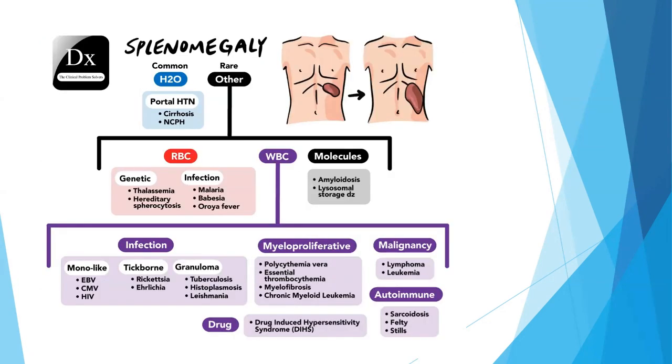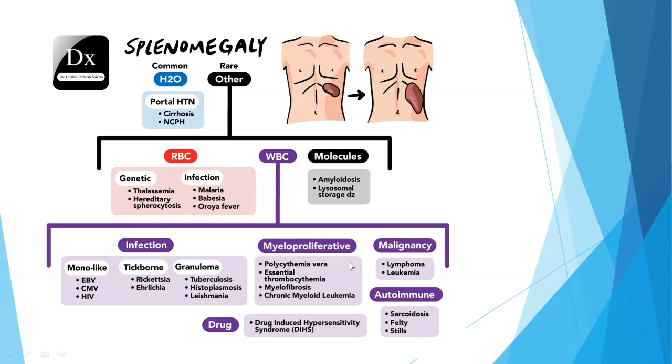So, an overview of splenomegaly. The common causes are portal hypertension and cirrhosis. The other causes include those related to RBCs, which are thalassemia and hereditary spherocytosis. And there is non-cirrhotic portal hypertension, the NCPH. Then there's malaria, babesia, or Rocky Mountain spotted fever. The WBC causes may include mononucleosis-like illnesses such as Epstein-Barr virus, CMV, and HIV. The tick-borne like rickettsia, and granulomatous disease like tuberculosis.